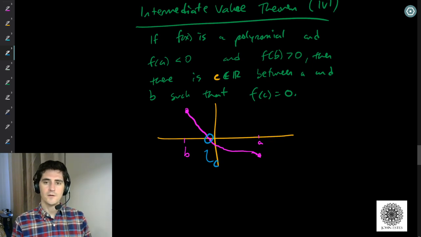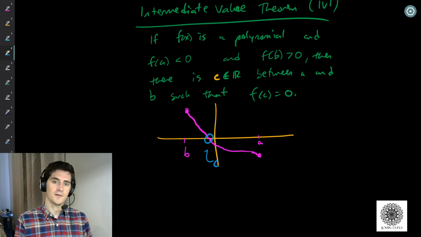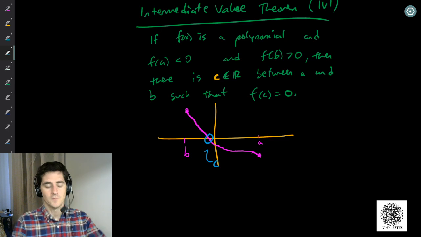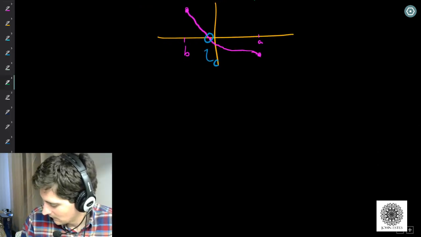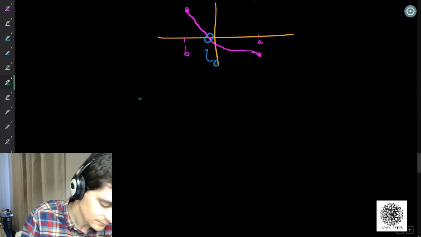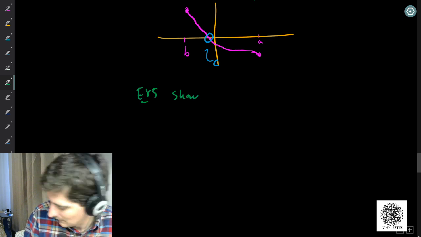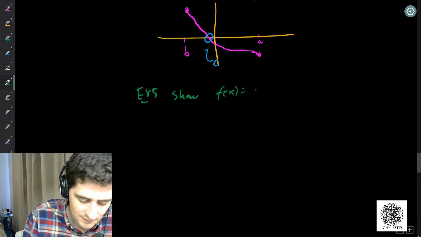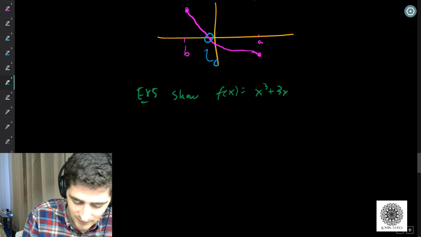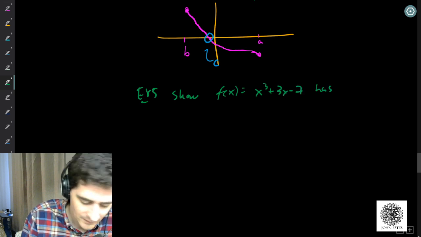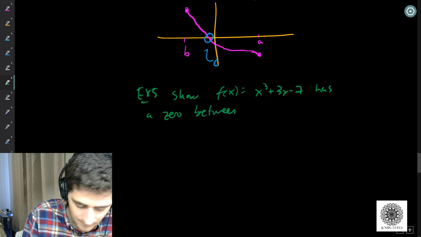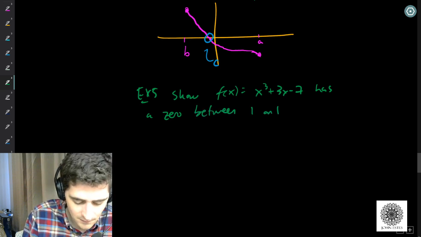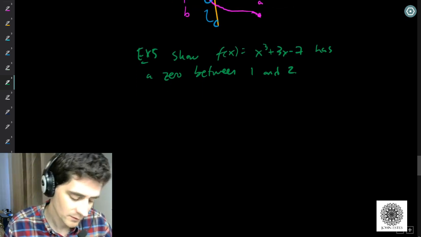If you can plug in a value and get a negative, and plug in another value and get a positive, there's a 0 somewhere in between there. Or let me show you a quick example to explain this. So this is example 5. Show that f of x equals x cubed plus 3x minus 7 has a 0 between 1 and 2. Alright, so somewhere between 1 and 2.